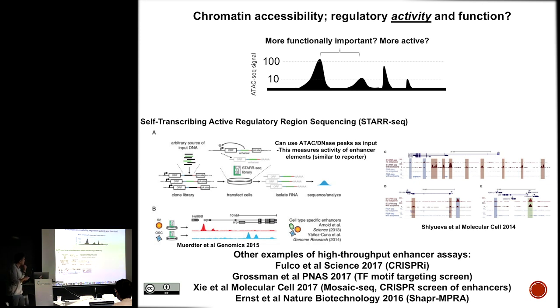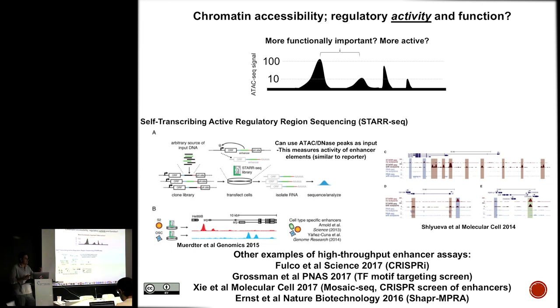There have been some assays to actually measure how active a regulatory element is. From Alex Stark's group, they developed STARR-seq, which is self-transcribing active regulatory region sequencing. The idea is that you have arbitrary input DNA, so this can be genome-wide fragments of DNA, but you can actually use ATAC-seq or DNA inputs. So you can take your open chromatin regions from your data, ask whether these are active in any sense, and use them as an input. Essentially, you clone them in so that you can ask whether these open chromatin regions have any function in driving expression, as a reporter assay.